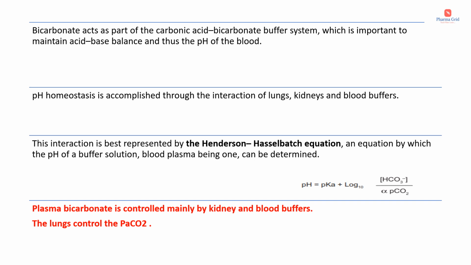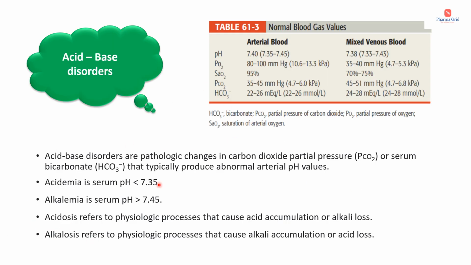pH homeostasis is accomplished through the interaction of lungs, kidneys and blood buffers. This interaction is best represented by the Henderson-Hasselbalch equation, an equation by which the pH of a buffer solution, blood plasma being one, can be determined. So here you can see the Henderson-Hasselbalch equation. Here are the bicarbonate concentration and the partial pressure of carbon dioxide. The plasma bicarbonate is controlled mainly by the kidney and the blood buffers, whereas the lungs control the partial pressure of carbon dioxide.